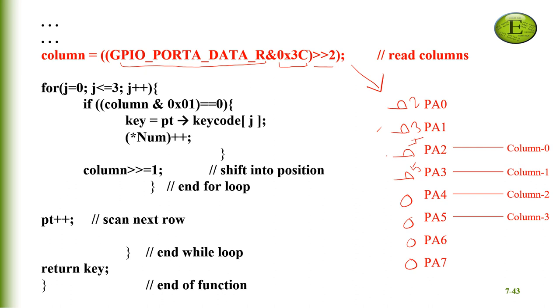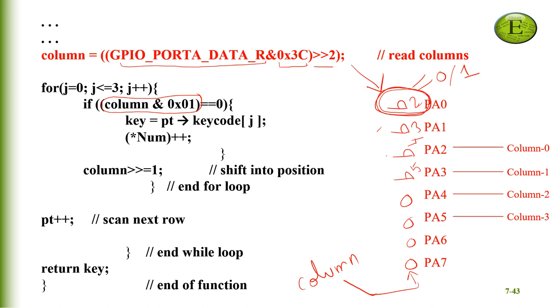Now, what is the purpose of this shifting? Let's try to understand. We're going to check each one of these bits sequentially, so that first we test bit 2, whether it is 0 or 1. Therefore, we are going to take an AND of the column. This 8-bit information is in the variable column, which is very important. And we are going to test its least significant bit.